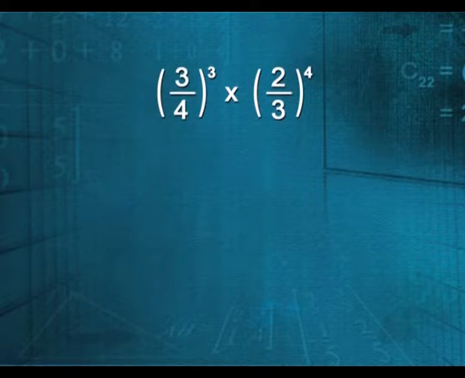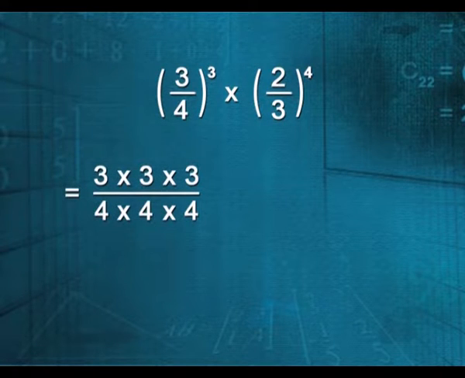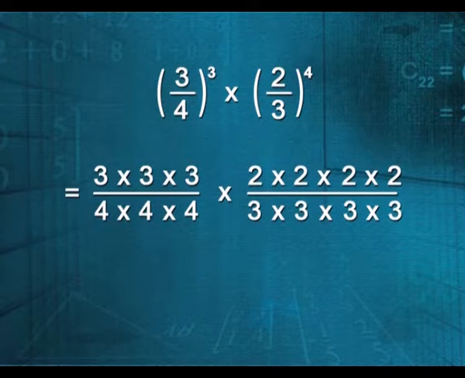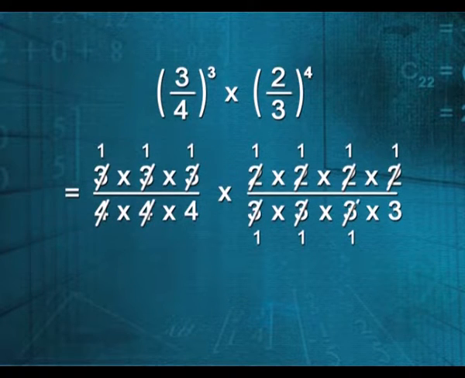Now the total expression, 3 by 4 raised to power 3 multiplied by 2 by 3 raised to power 4, can be written as 3 into 3 into 3 divided by 4 into 4 into 4, multiplied by 2 into 2 into 2 into 2 divided by 3 into 3 into 3 into 3. And on simplification, you will cancel out the 3s in the numerator and in the denominator. You will cancel out 2 and 2 in the numerator against the 4 in the denominator, and you will be left with 1 by 12.